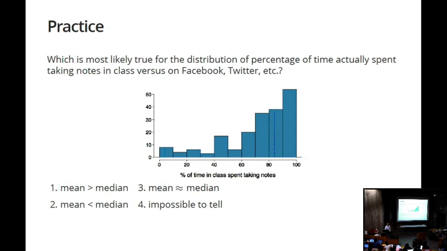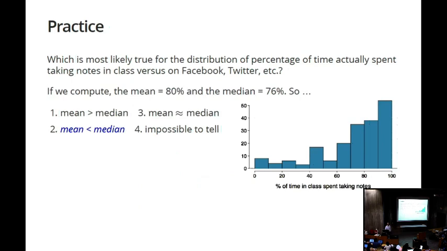All right. Given that this is the percentage of class time that all of you have just spent taking notes versus actually checking Facebook, because those laptops are open and it's so tempting, what is most likely true? Is the mean greater than the median, less than the median, equal to the median, or you can't actually tell? What kind of skew is there here? Left skew. What does it do to the mean? Pulls it down. We expect, therefore, that the mean is less than the median.